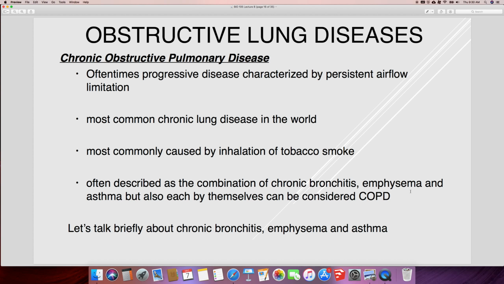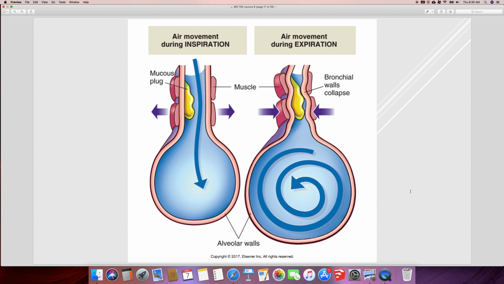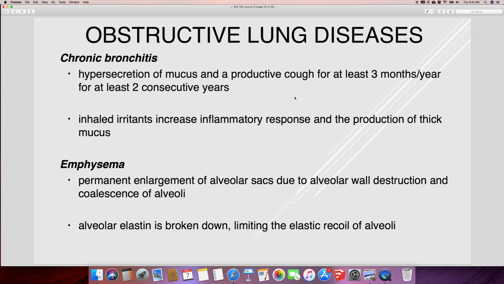So we're going to talk about them separately, starting with chronic bronchitis. So this is just showing that typically with COPD, you really don't have a huge issue getting air into the alveoli, but when you try to exhale, that's where the problem happens, and air kind of spins around in here and it can't quite get out. Okay, so chronic bronchitis, the definition is hypersecretion of mucus in a productive cough for at least 3 months per year for at least 2 consecutive years.